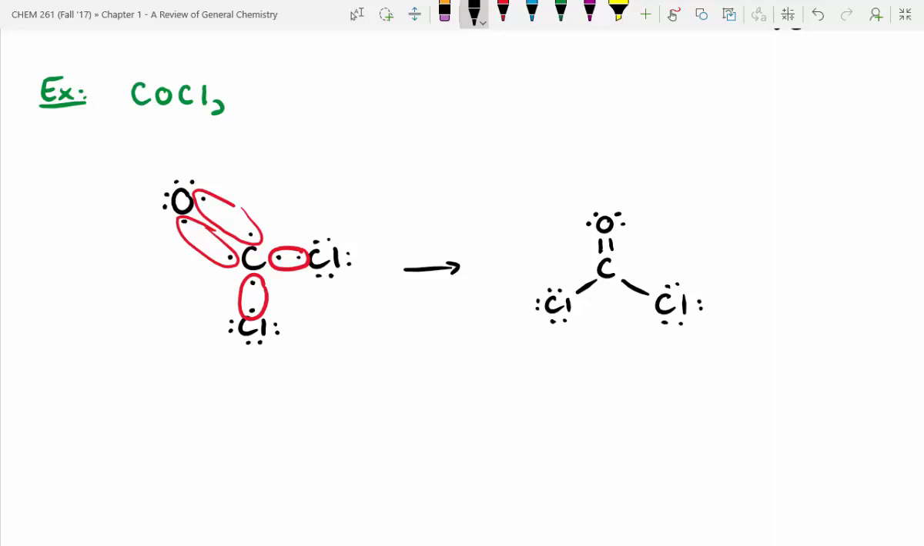Phosgene was one of the first chemical weapons used in World War I. It's pretty nasty stuff. If you breathe it in, it will actually react with the water in your lungs to produce hydrochloric acid. If you have hydrochloric acid on the inside of your lungs, it will actually blister your lungs. If any of you get a chance, I would recommend going on YouTube and watching the World War I channel. They do an episode per week of World War I, and the ones on chemical weapons are fascinating and horrifying at the same time.